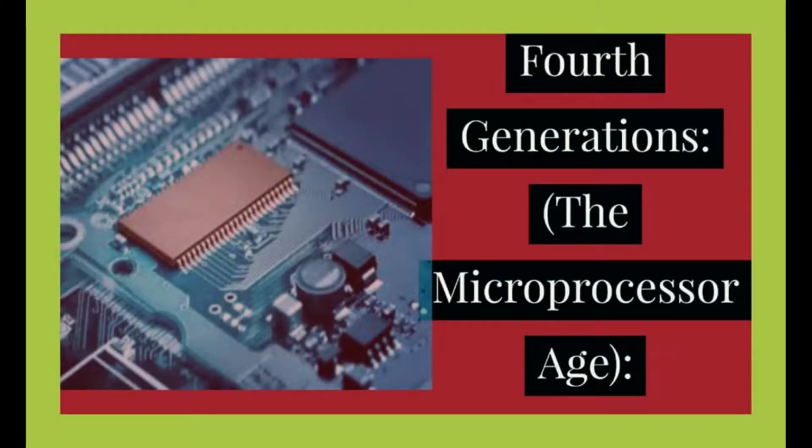Fourth generation, the microprocessor age. The advance of the microprocessor chip marked the beginning of fourth generation computers. A microprocessor is a processor built on a single chip. Today, such a microprocessor contains more than 1 million transistors. The development of very large-scale integration circuit microprocessors enhanced the performance of fourth generation computers.